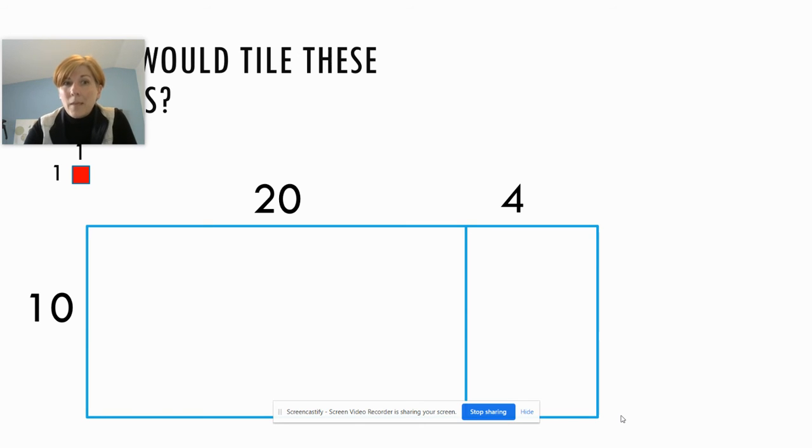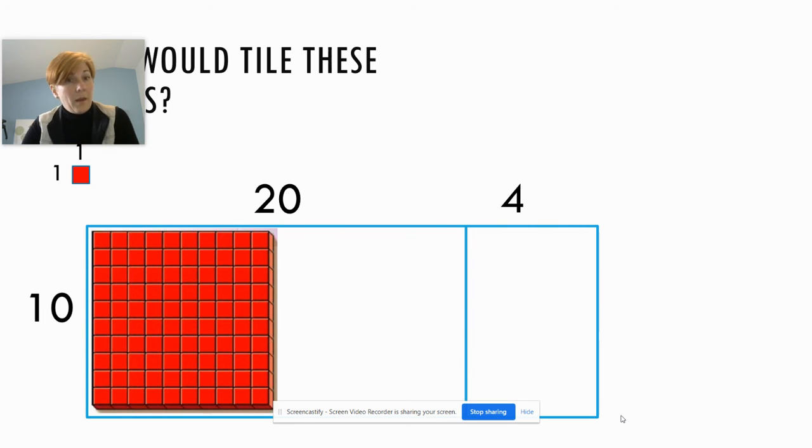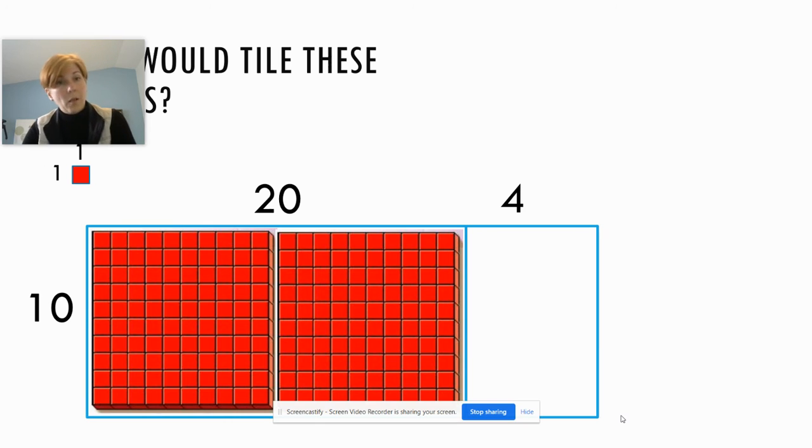This one's going to be nice because now if I have a 10 across and a 10 down, at least I can use those 100 blocks. So I'm going to throw in that 100 block, but I still haven't created 20 across. So I would need another 100 block. So now I have 20 across and 10 down.